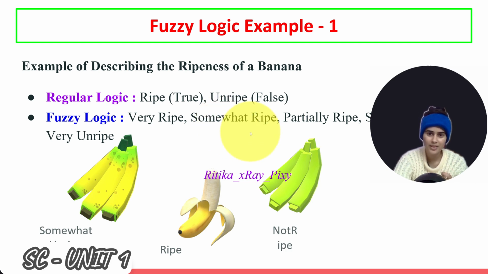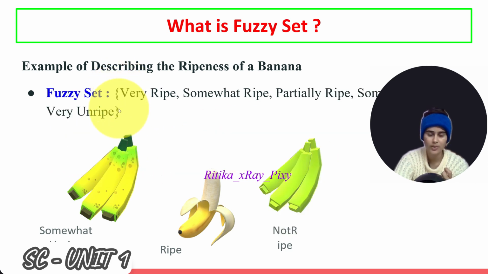If banana is somewhat yellow, then it is somewhat ripe. If banana is half yellow and half green, then it is partially ripe. And if banana is mostly green with a hint of yellow, then it is somewhat ripe. And if banana is completely green, then it is very unripe. So you can see we have fuzzy set, very ripe, somewhat ripe, partially, somewhat, or very unripe. So this is called fuzzy set.